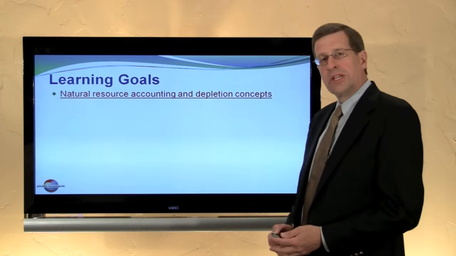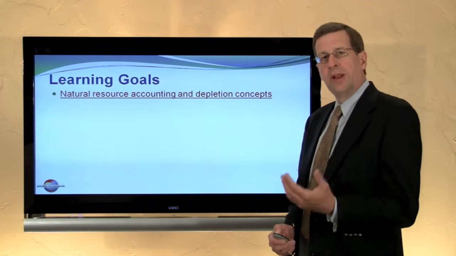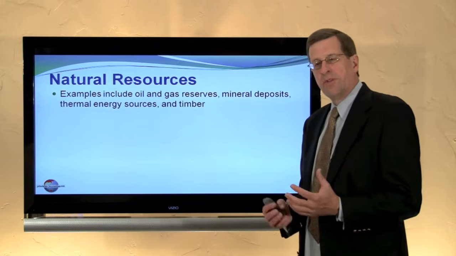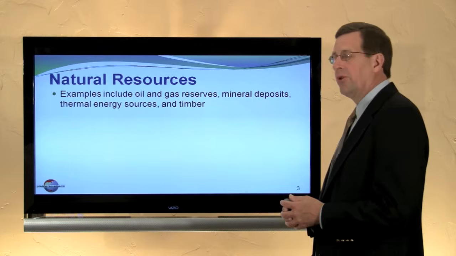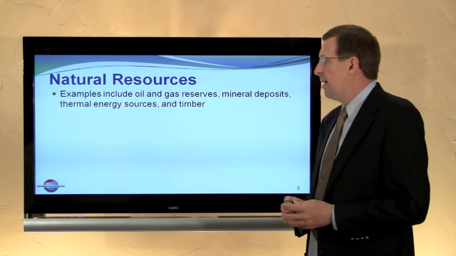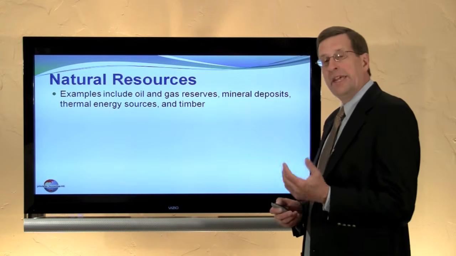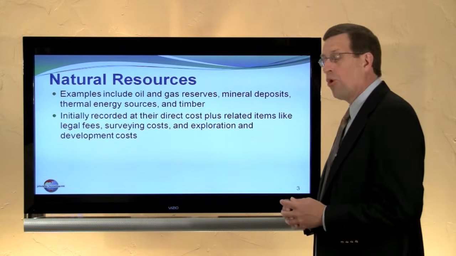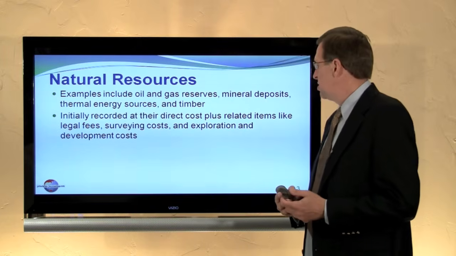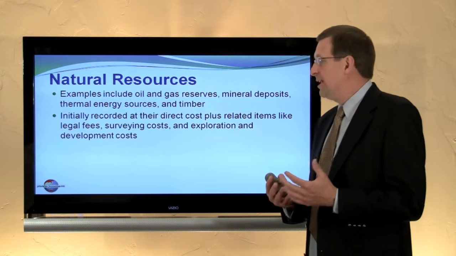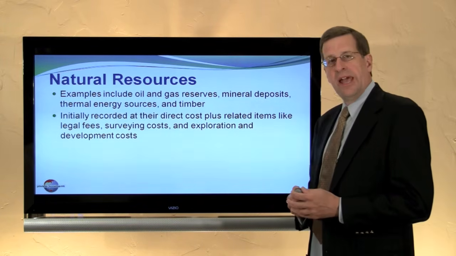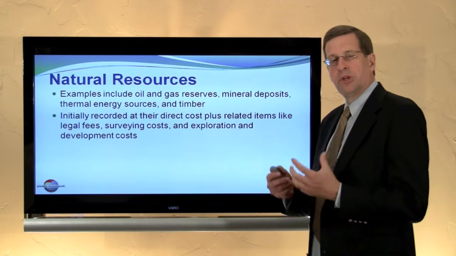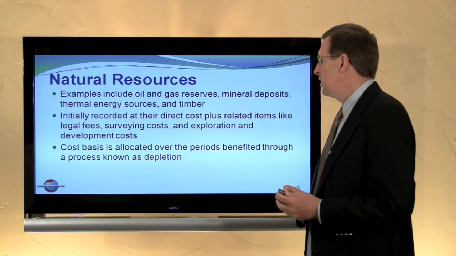In this module, we will consider natural resource accounting and the related depletion charges. Now, natural resources are things that come from the earth. Examples include oil and gas reserves, mineral deposits, thermal energy sources, timber, things of this nature. These assets should initially be recorded at their direct cost of acquisition, plus related items like legal fees, surveying cost, exploration and development costs potentially. So there's a host of costs that might be captured in the cost pool for a particular natural resource.